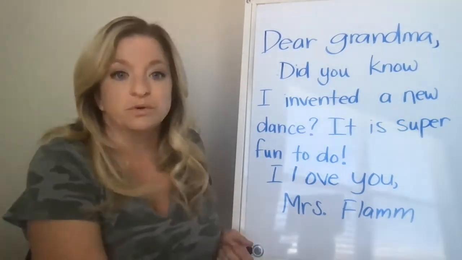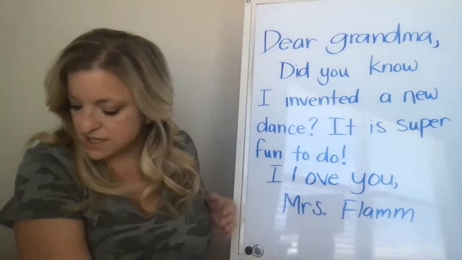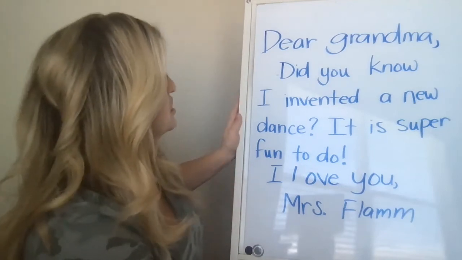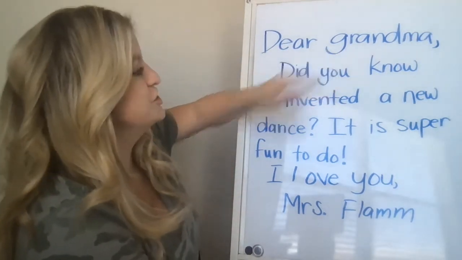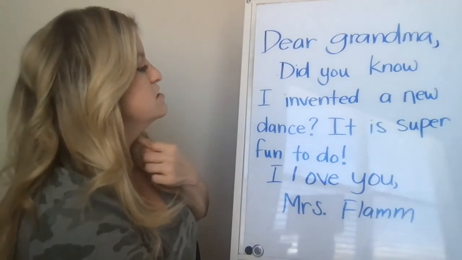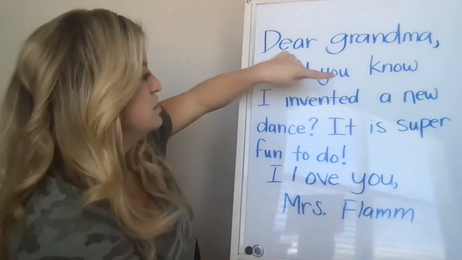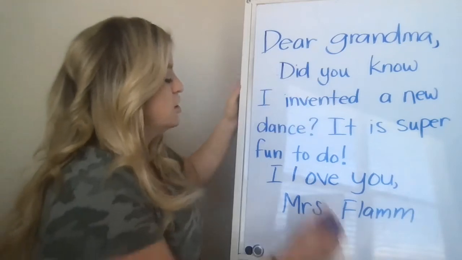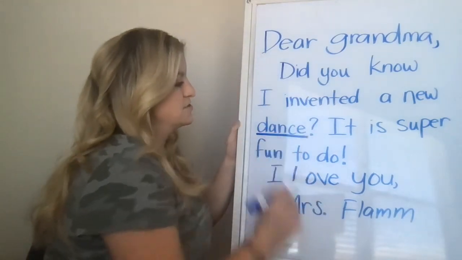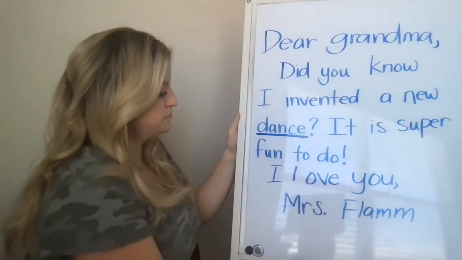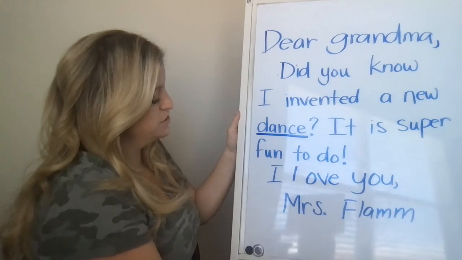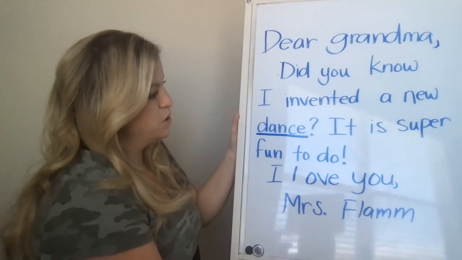Okay, so did I do all the things on our list? I used words with soft C or soft G. Grandma, that's a hard G. G, G. You hear it back here. I need a J, J. Did you know I invented a new dance? Oh, dance has a soft C. It is super fun to do. I love you, Mrs. Flam.